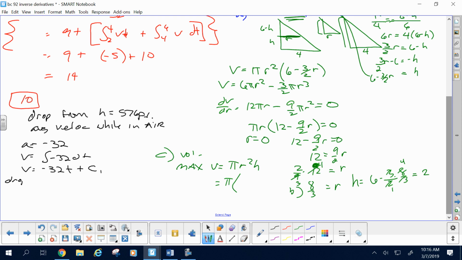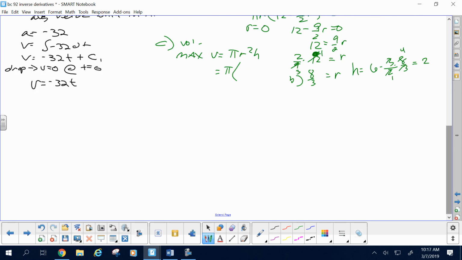because it's dropped, the velocity is 0 at time 0. The velocity is negative 32t. Yeah? Alright, now I need to find when it's in the air. That means find when it hits the ground.